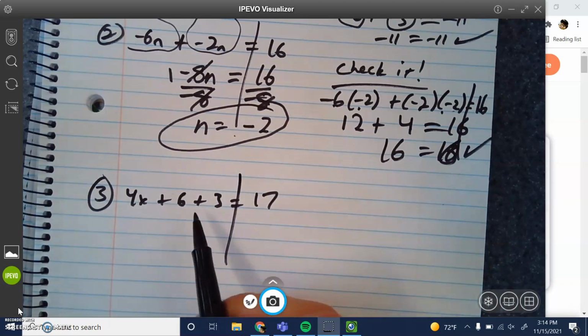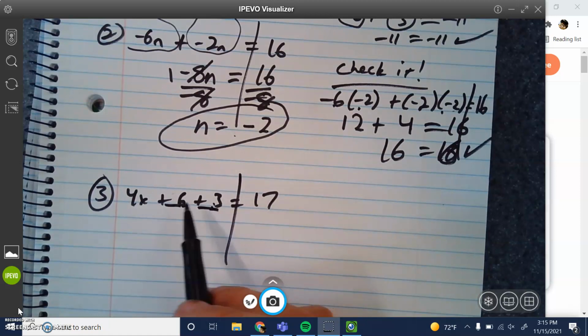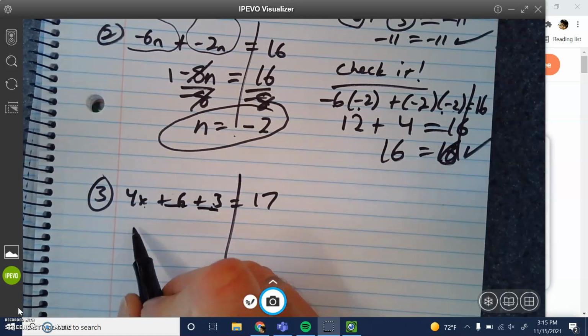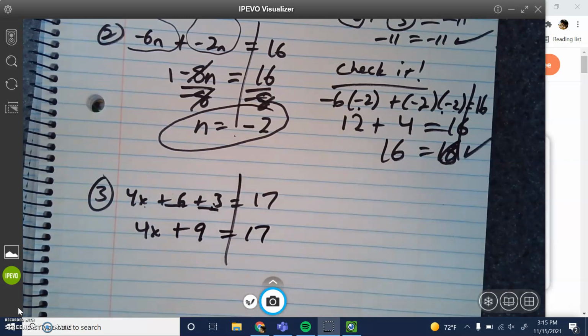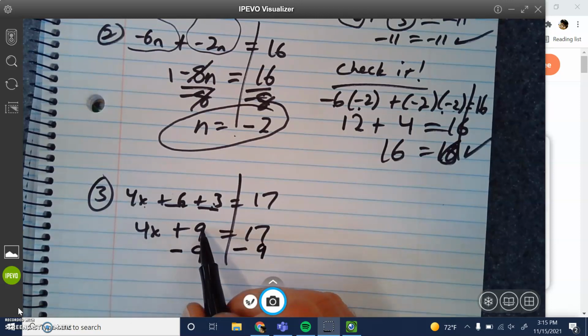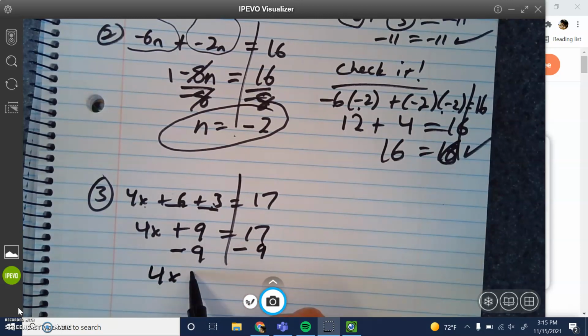All right, let's see what you did. So positive 6 and positive 3. I add the like terms. This is not a like term. So 4x plus 9 equals 17. So the opposite of adding 9 is subtracting 9. So 9 minus 9 is 0.